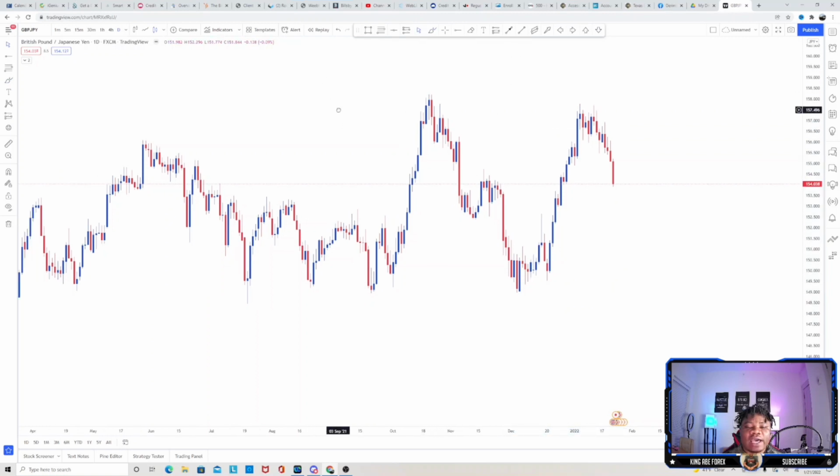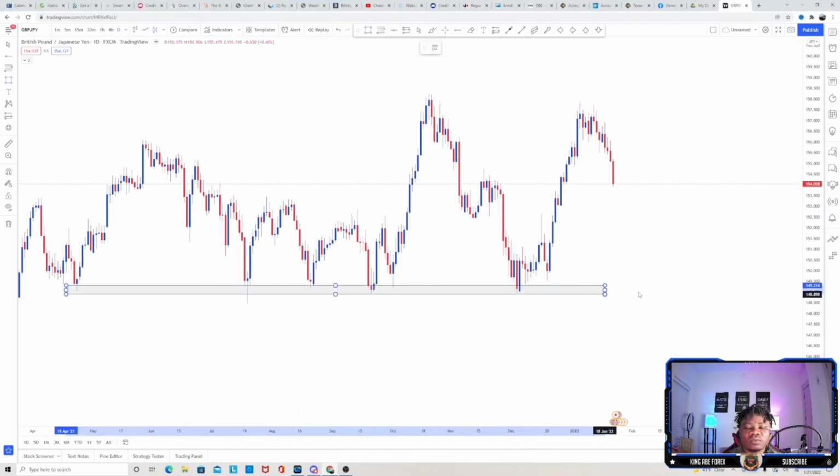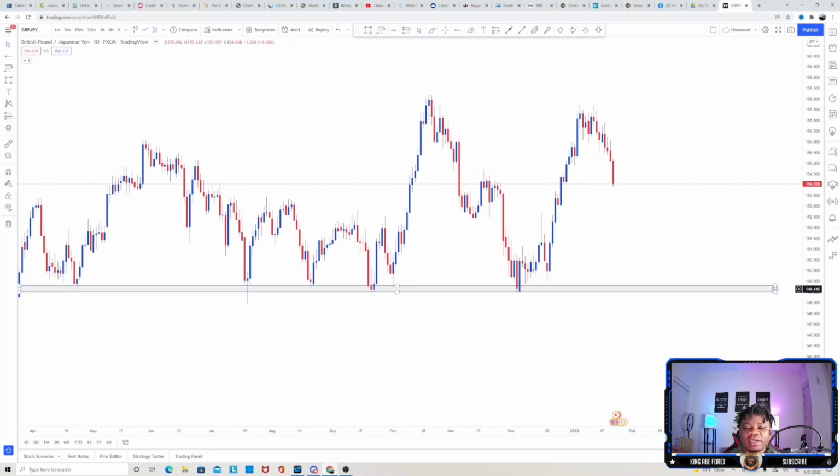Now we can see that we had a low right here, which gave us multiple rejections. So now you know that this is actually a demand zone, because every time price gets to this zone, we see price rejecting, and then we see bullish momentum, and then the same thing, price keeps rejecting, and then it goes up, reject, goes up, reject, goes up. So we know this is a demand zone until price breaks it, then it becomes something else.